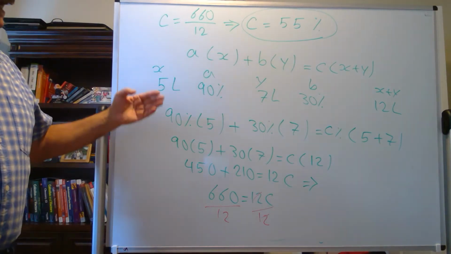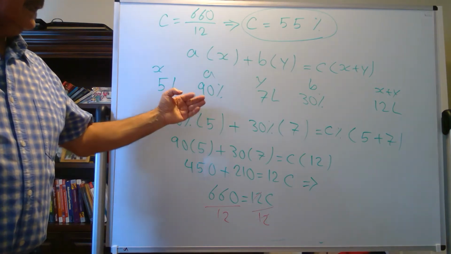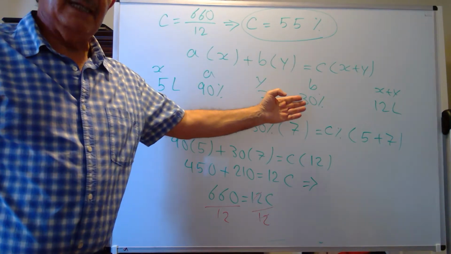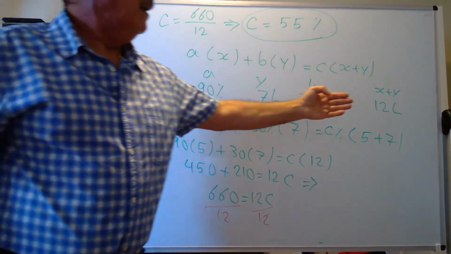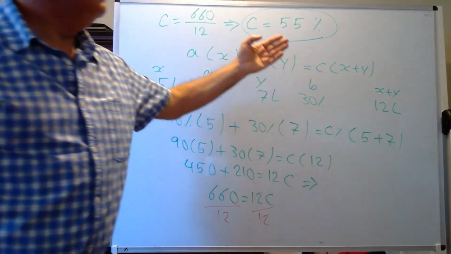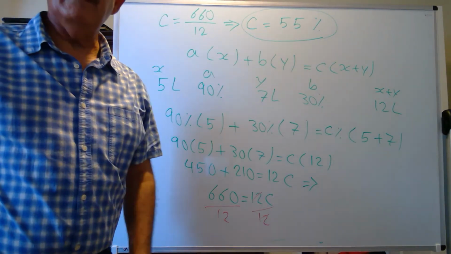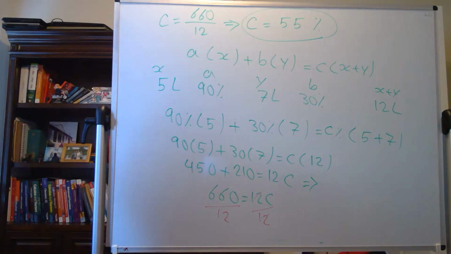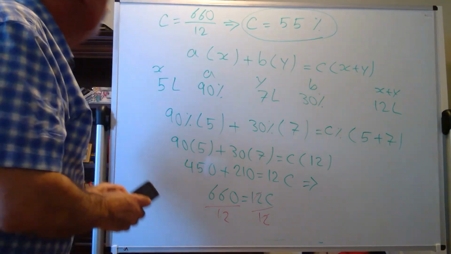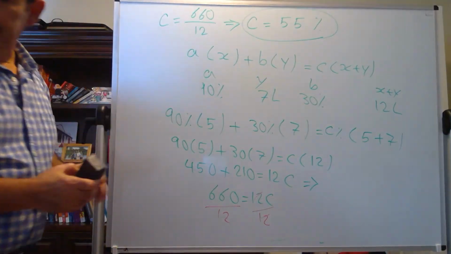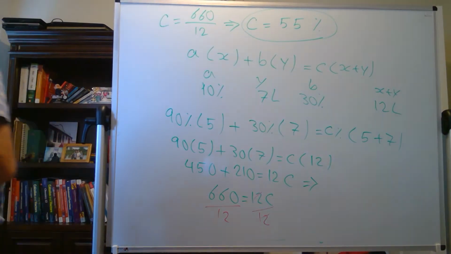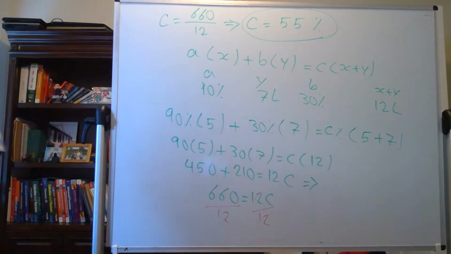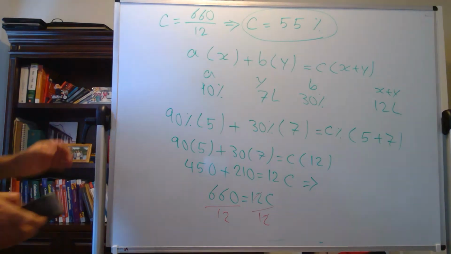One more time, I added 5 liters of 90% with 7 liters of 30%. At the end, I will have 12 liters of 55% alcohol. Okay, let's do another example.